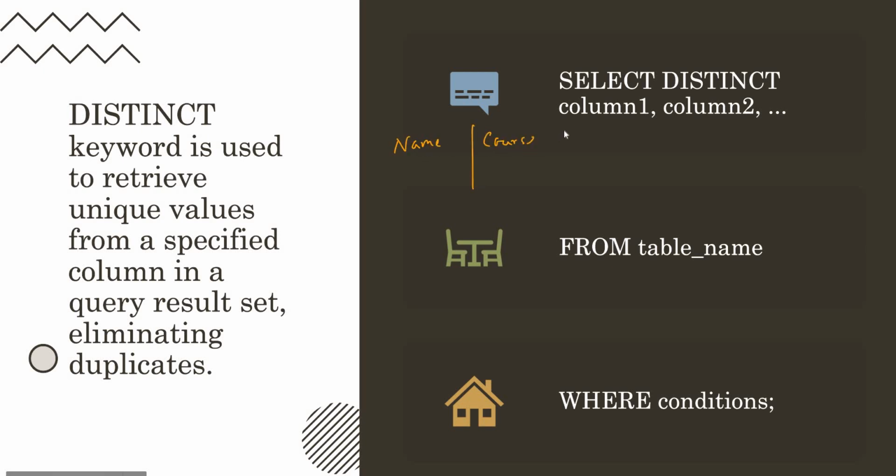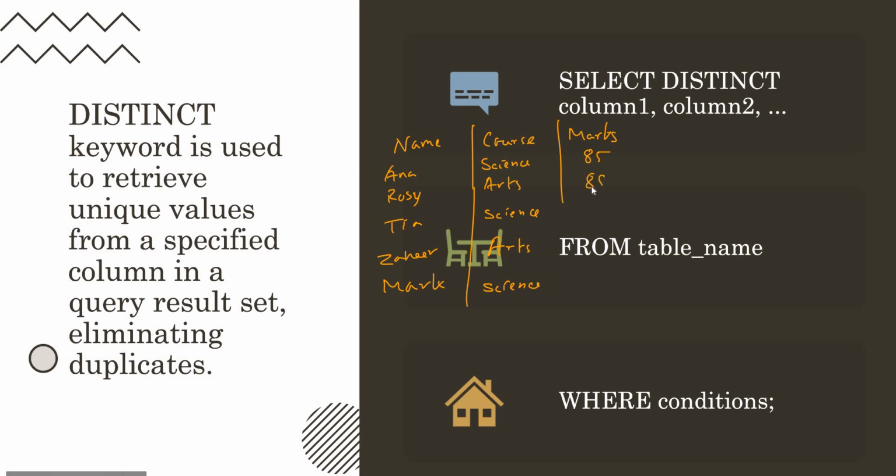Let's say, for example, you have a table that contains name, course, and marks of students. I'll just put some random names over here like Anna, Rosie, Tia, Zahir, Mark. Let's say these are some of the students, and the courses in which they are enrolled are science, which I'll put for 3 students, and let's say it's arts and arts again. Then we'll put the marks like 85, 88, 90, 92 and 97.